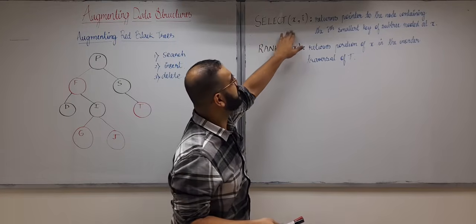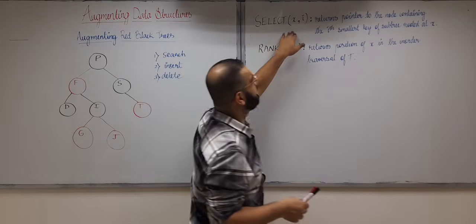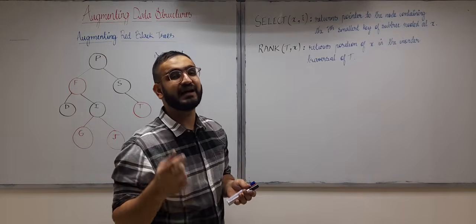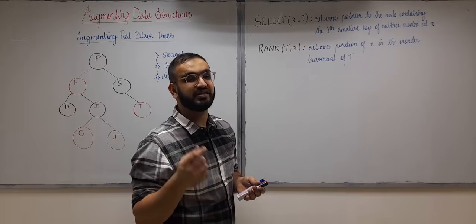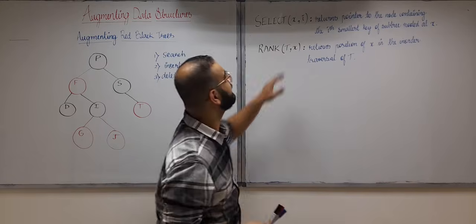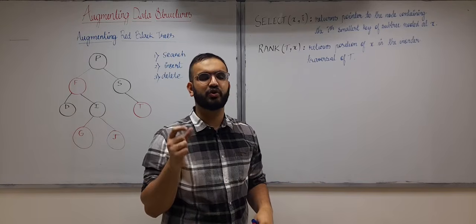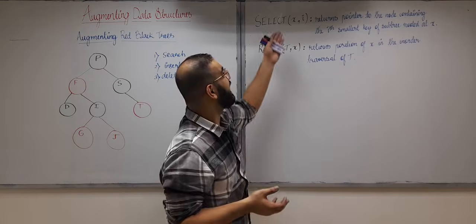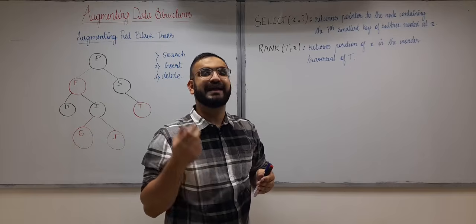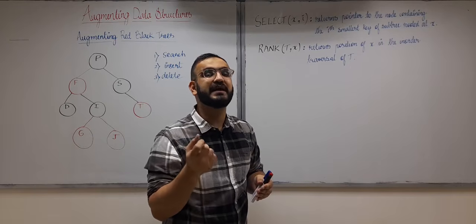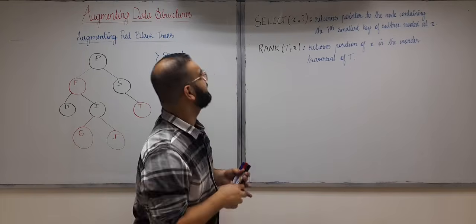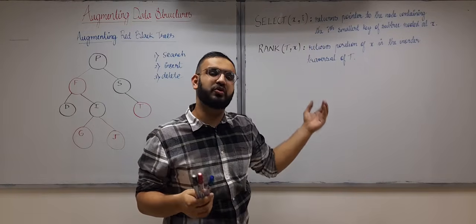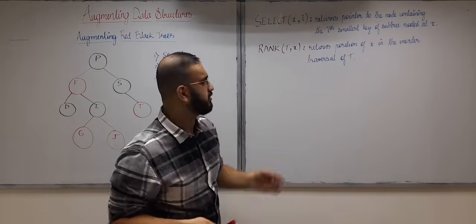So what is the select operation? So this select operation returns a pointer to the node containing the ith smallest element of the subtree rooted at x, right? Suppose if we choose a node x as the root of a subtree, so the ith smallest element in that subtree will be our target node, right? So in this case, a pointer is returned to the ith smallest node in the subtree rooted at x.